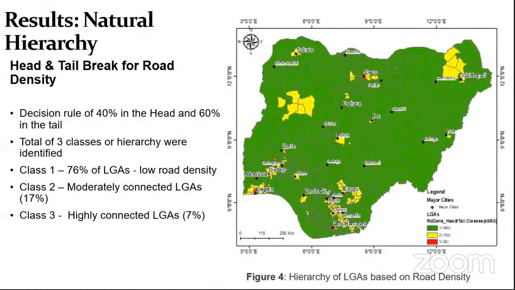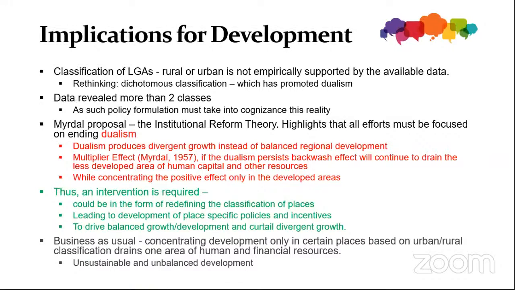So we look also at road density, because road and accessibility is also a mean of showing how developed a place is. So we look at road density, and from road density also, we found that there are 3 different classes, again showing that we have more than just 2 classes of local governments. So from all of this, what does this mean in terms of development? In the country, it seems that the issue or the classification.